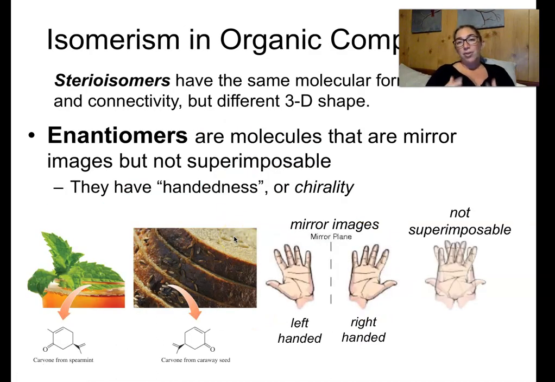Another type of subtle three-dimensional isomer is called an enantiomer. And enantiomers are very subtle. They look very similar. These two molecules here look like the same molecule, just mirror images of each other. But that mirror image thing is actually important. It means they are actually different molecules.